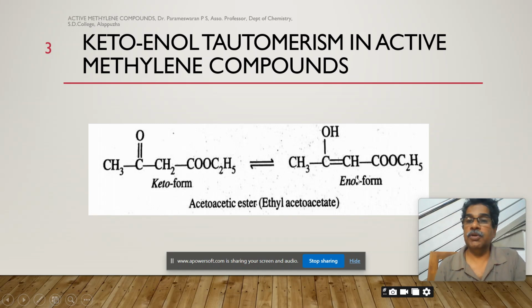because OH and C double bond C, enol. So this is keto-enol tautomerism, but almost 90 percent is in keto form and only below 10 percent is in enolic form mostly. Okay, so this keto-enol tautomerism happens only because of the highly active CH2 group present in acetoacetic ester.